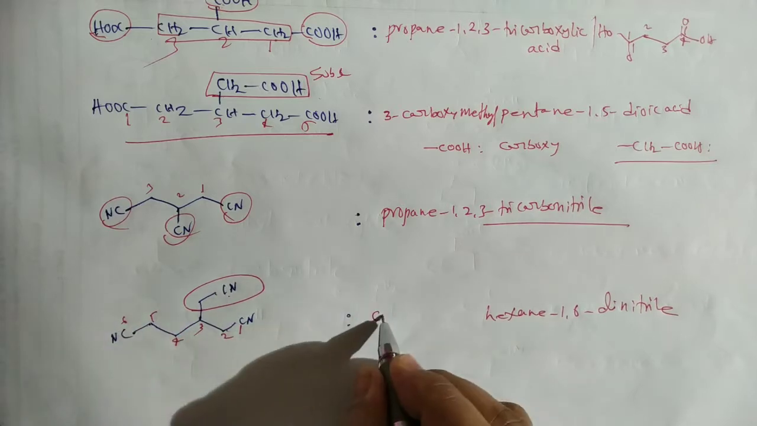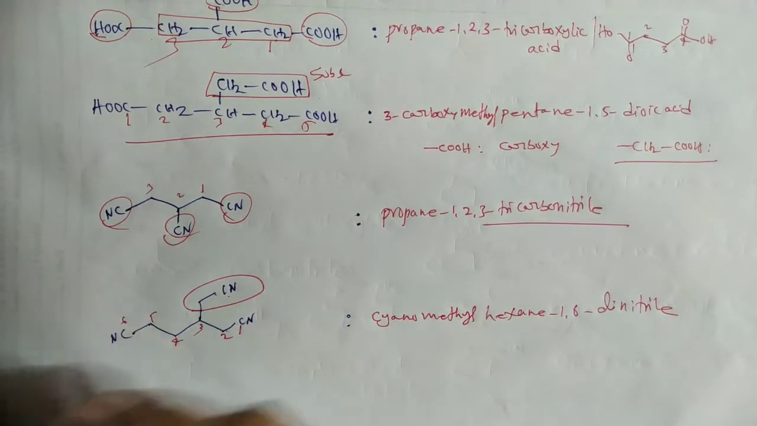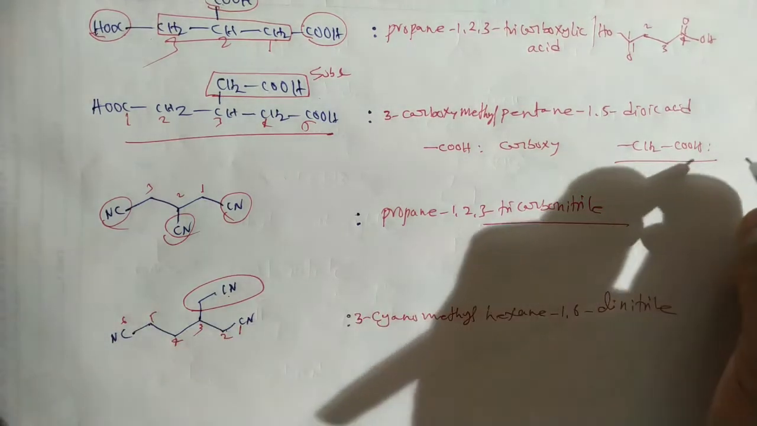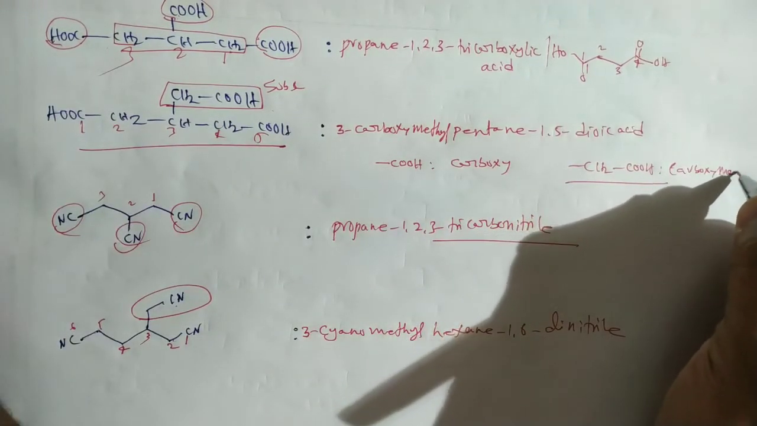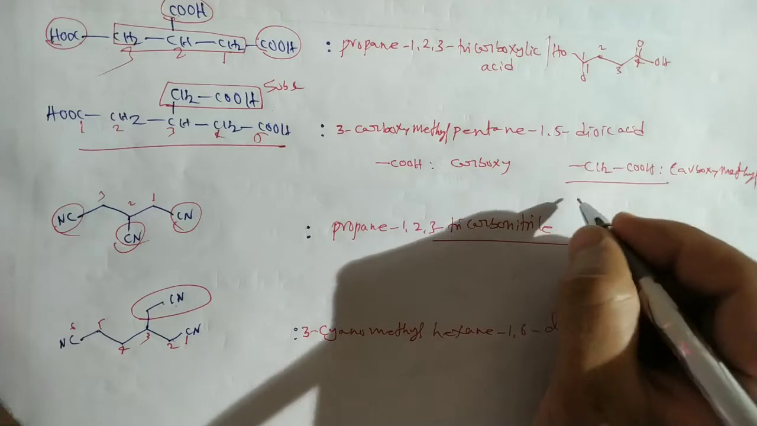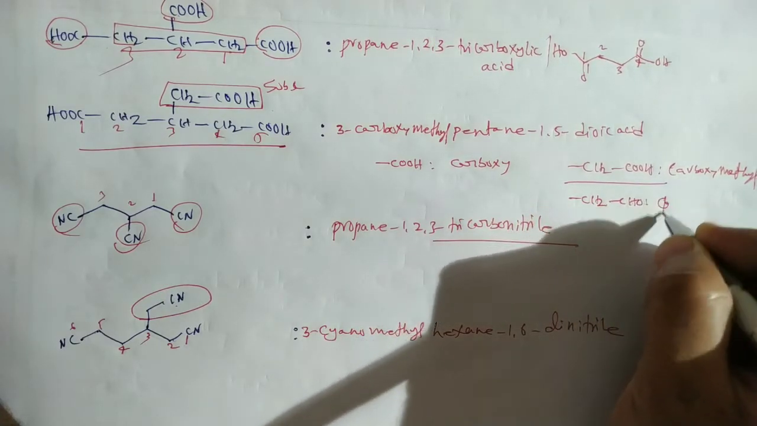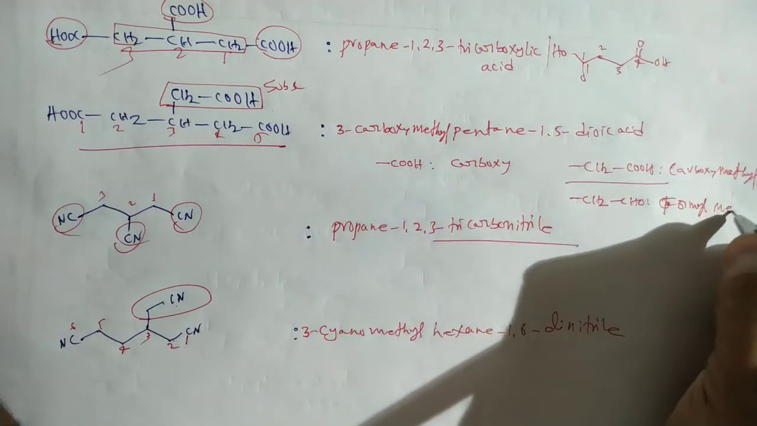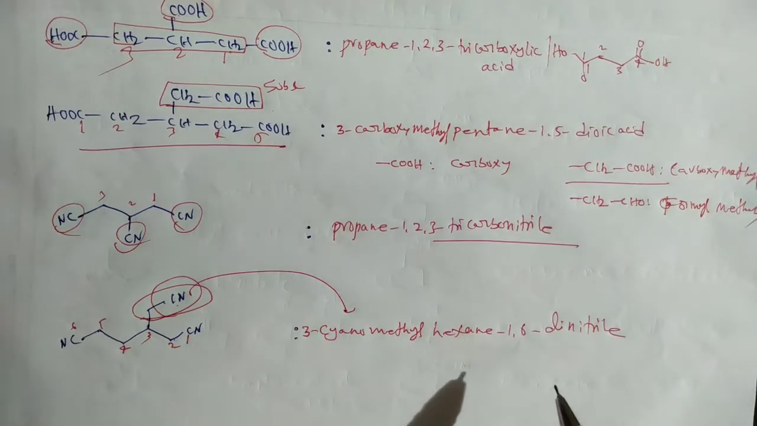So here CN means cyanomethyl. In a methyl, one of the hydrogens is replaced by this cyano, so it is placed on the third carbon. So 3-cyanomethyl, that is. Okay, so it is a carboxymethyl. Suppose CH2CHO, this is formyl methyl. Its substituent name is formyl methyl, and CH2CN is a cyanomethyl.